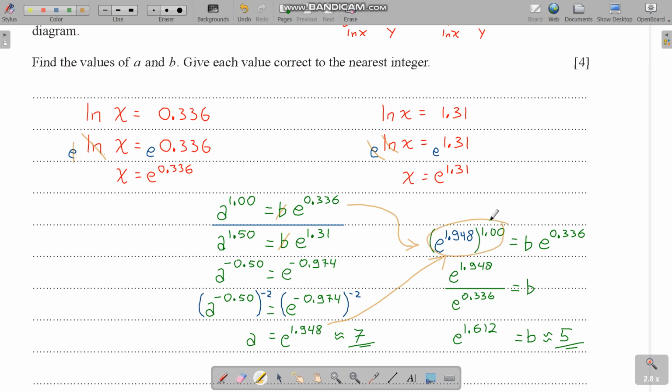And we simplify, because if we multiply the powers, we get this. So we divide both sides by this guy here, and then use a calculator. Here we subtract the powers, and the final answer is 5 to the nearest integer. So we have the values of a and b, and we're done.